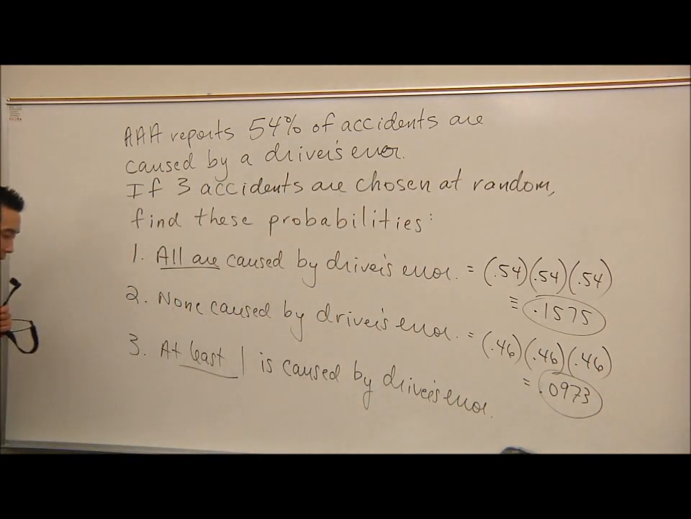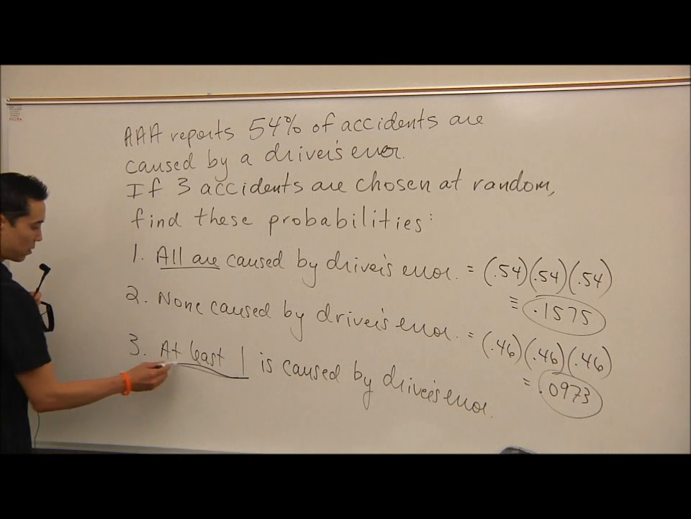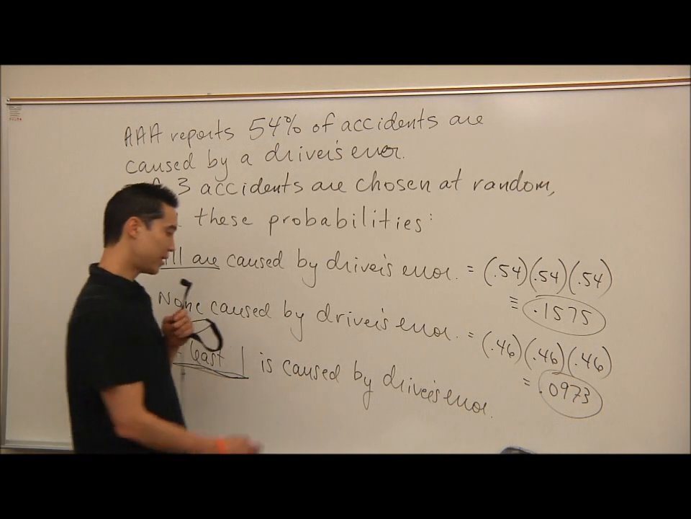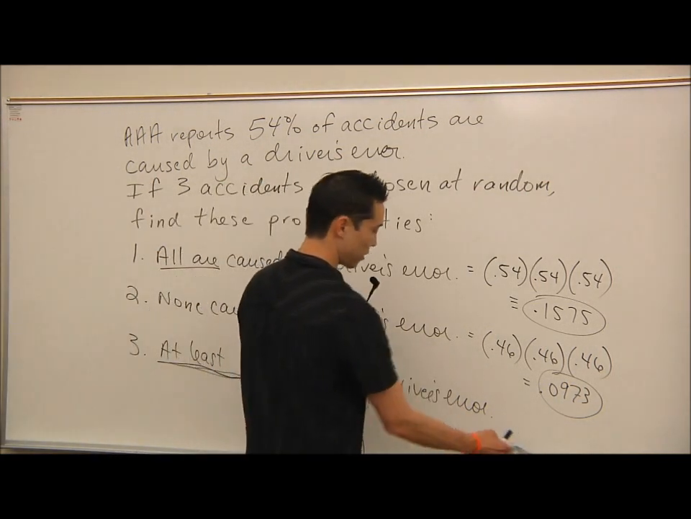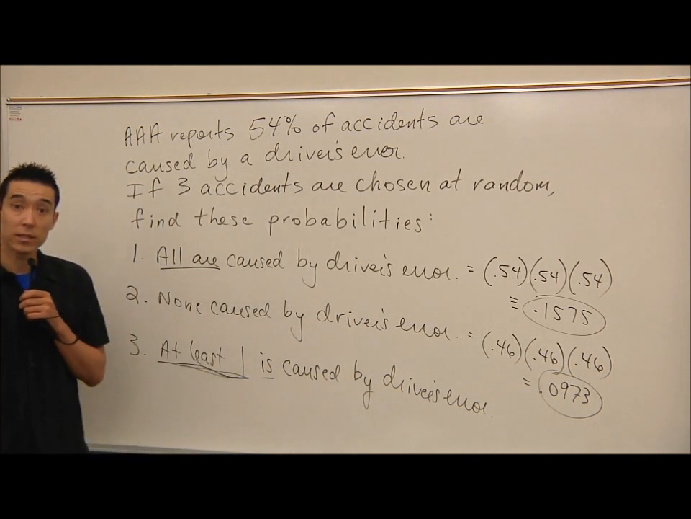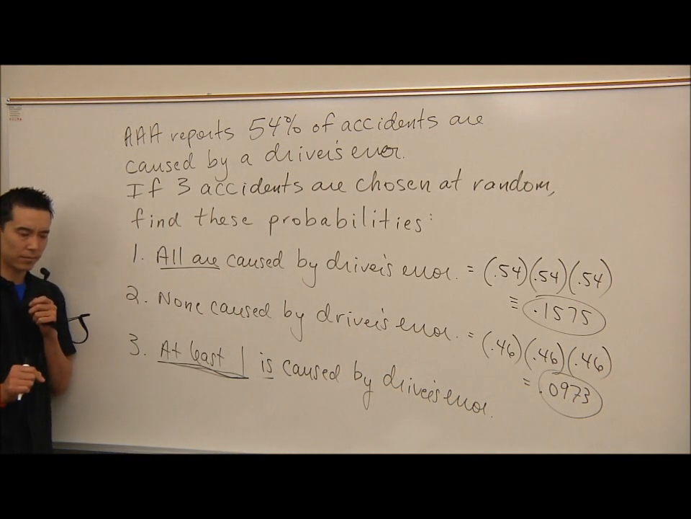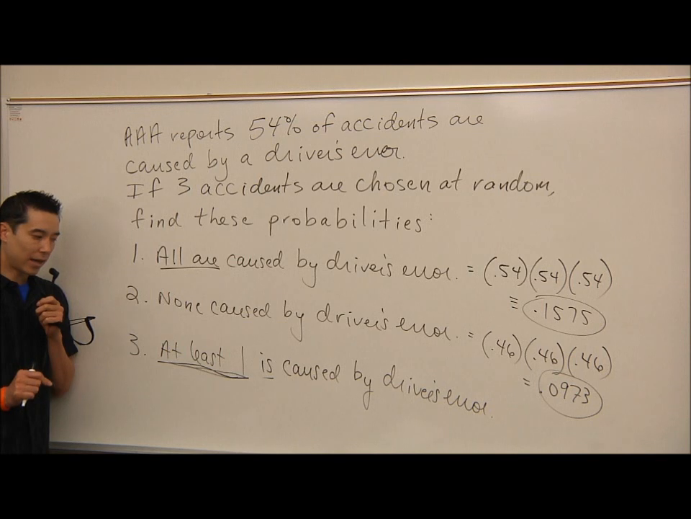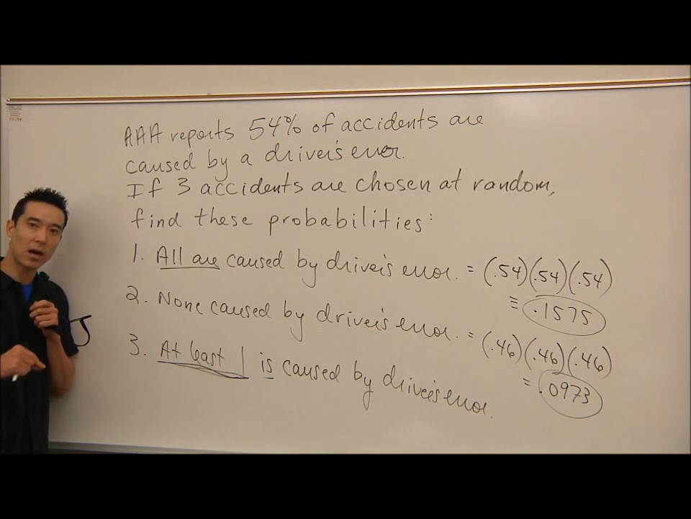Okay, now here is the question, at least one is caused by a driver's error. So we talked a little bit about this in the notes. I can't do at least one unless I know what the complement of at least one is. What is the exact opposite of at least one? At least none. Yeah, it's just none, okay?